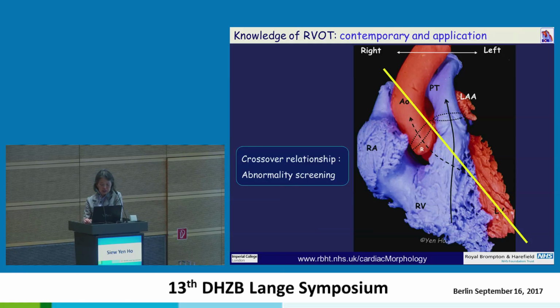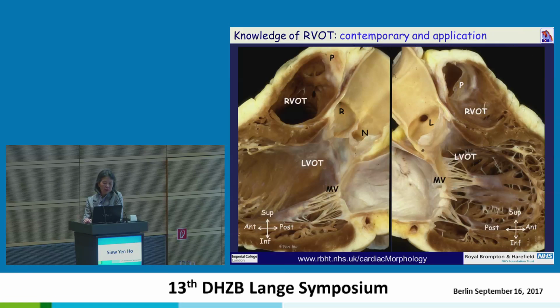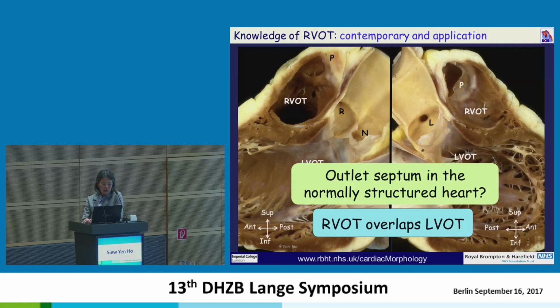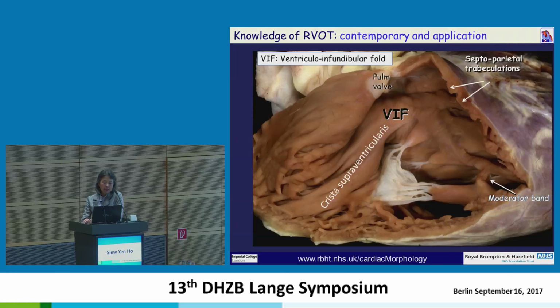So maybe there is a point there to focus on a crossover or spiral relationship between the outflow tracts. And by making a longitudinal cut, we see just this: the right ventricular outflow tract sitting on top of the left ventricular outflow tract. You all know this very well with cross-sectional echocardiography, or transesophageal or transthoracic views. But is there an outlet septum in the normally structured heart? Well, let's see. If you take a right ventricle and open it up, it seems to give you the impression that there is an outlet septum.